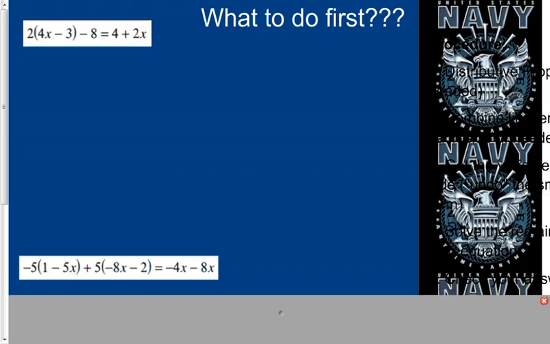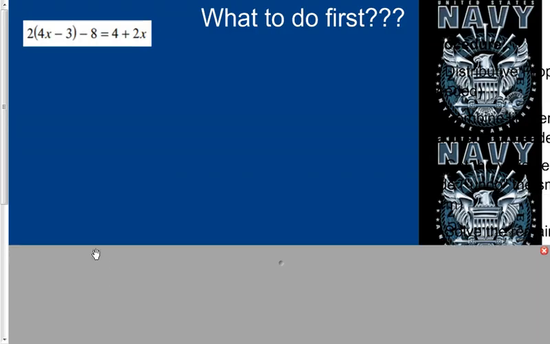We've got 2 times (4x minus 3) minus 8 equals 4 plus 2x. So a lot of stuff going on there. What do you do first? Well, I want you to think of PEMDAS in this case. If there's a parentheses, we're going to get rid of that first.